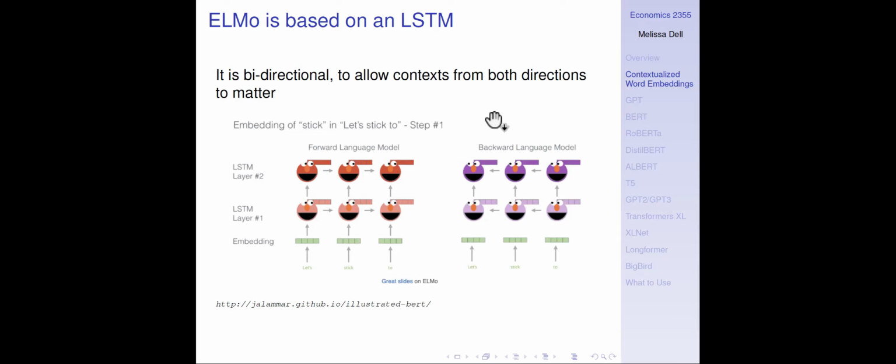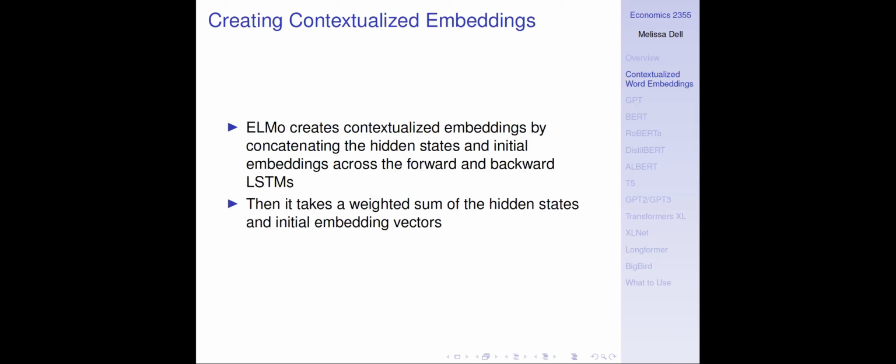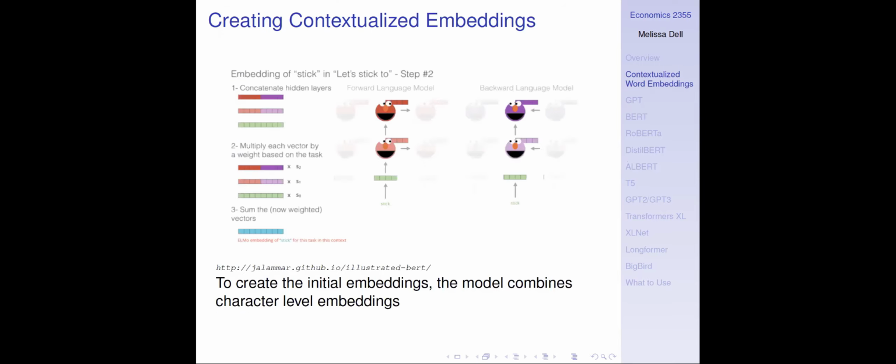And besides that, it's the same as the forward model, but it's being trained on these backwards sequences. And then you need some way to put this together, because you don't want a forward and a backwards embedding. You want a single embedding for each word in the context of the training data. And so ELMo creates contextualized embeddings by concatenating the hidden states and the initial embeddings across the forward and backward LSTMs. And then it just takes a weighted sum of the hidden states and the initial embedding vectors. So you see that here.